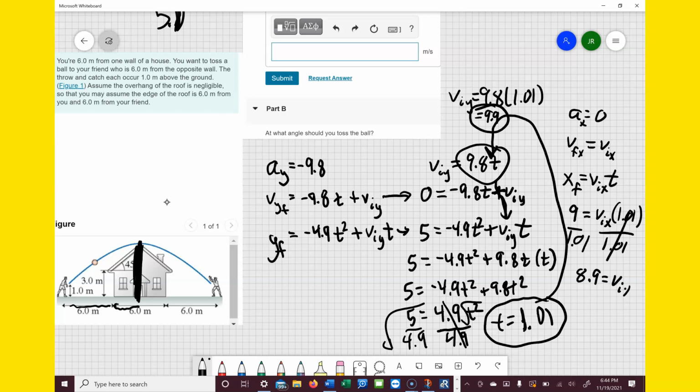So I've got my vertical component of velocity, I've got my horizontal component of velocity. So the overall velocity is equal to the Pythagorean combination of those. So I could say it's the square root of 8.9 squared plus 9.9 squared. And that turns out to be 13.3.